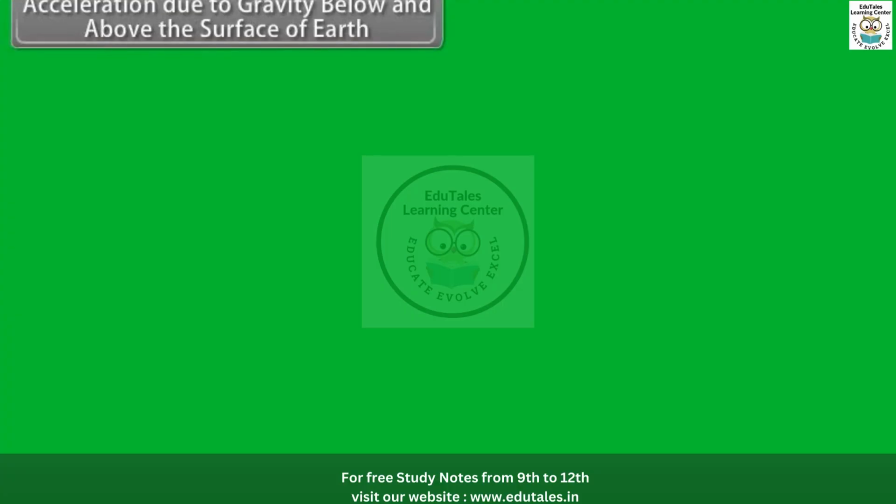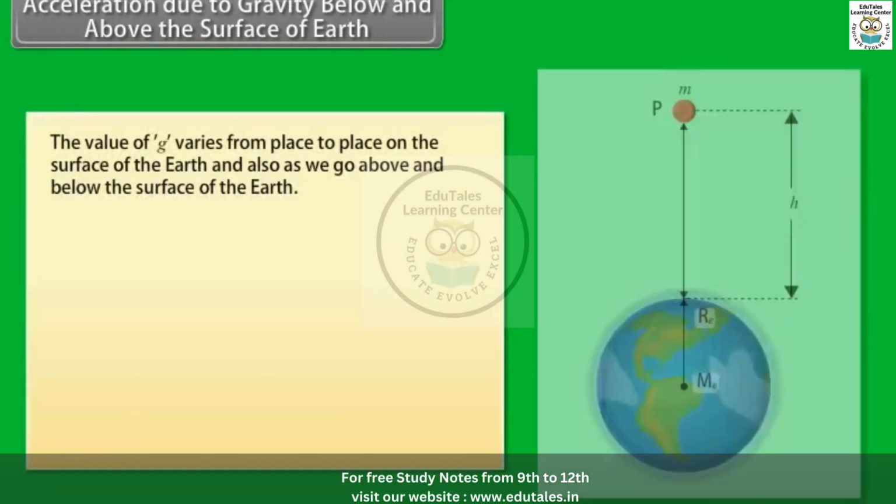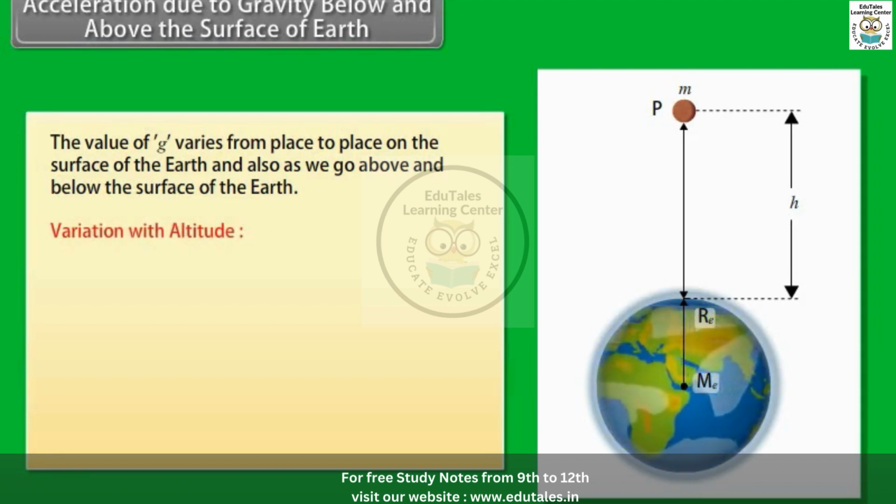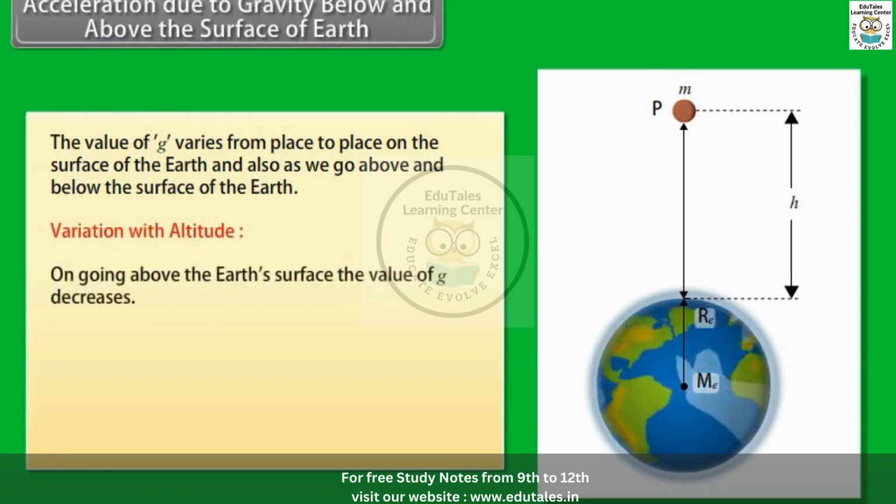Acceleration due to gravity below and above the surface of Earth. The value of g varies from place to place on the surface of the Earth and also as we go above and below the surface of the Earth. Variation with altitude: on going above the Earth's surface, the value of g decreases.